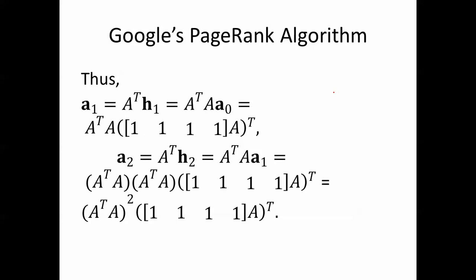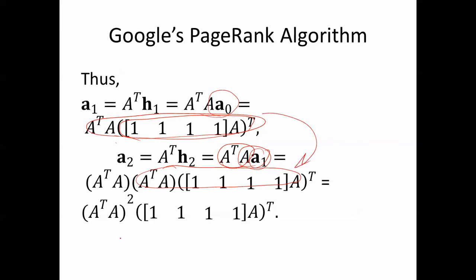So thus, A1 is A transpose times H1, and H1 is A times A0. So let's replace H1 with this, and this is our formula for A1. Similarly, A2 is going to be A transpose times H2. We already know what H2 is going to be. H2 is going to be A times A1, and so we plug this in for A1. Are you lost yet? So again, this is going to be A transpose A times A1. But here's our formula for A1. We just saw a moment ago, this is our formula for A1. So let's plug that in for A1.